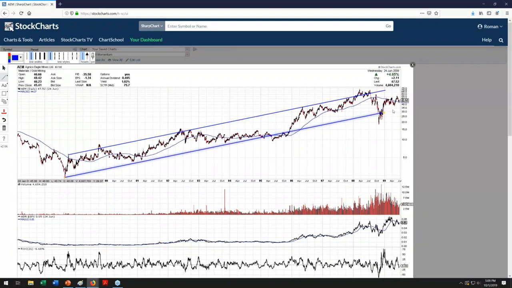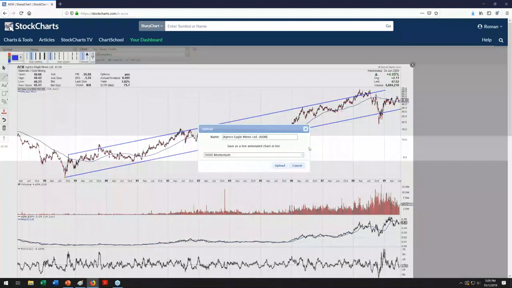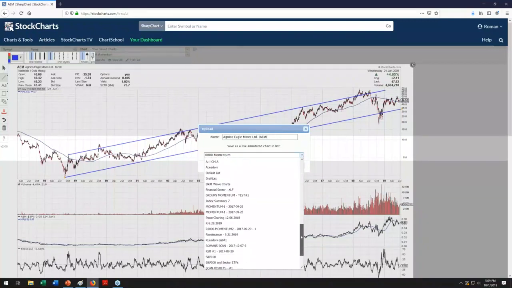And please don't forget, this is logarithmic. All right. Let's just put it somewhere else.